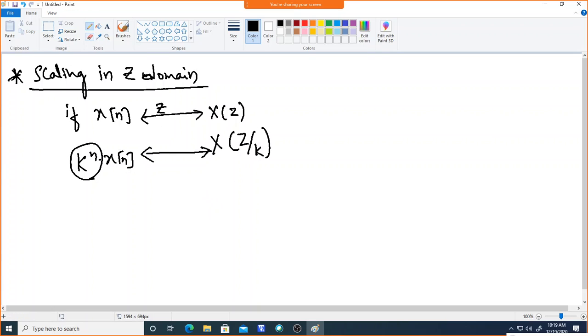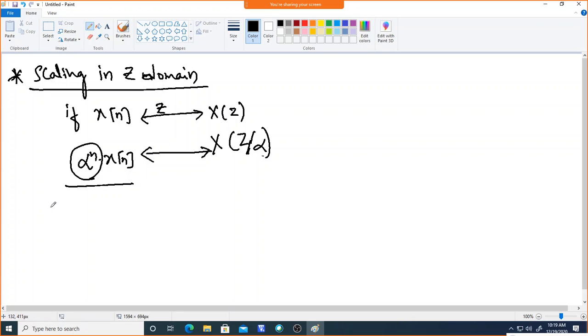Or you can write it as, generally we will use alpha power n, k will be used for some other notation, so I will use alpha here. Okay, z by alpha, or you can take alpha power n. So now if we have the scaling factor alpha, in the time domain it is multiplication by alpha power n. So now we will prove this.